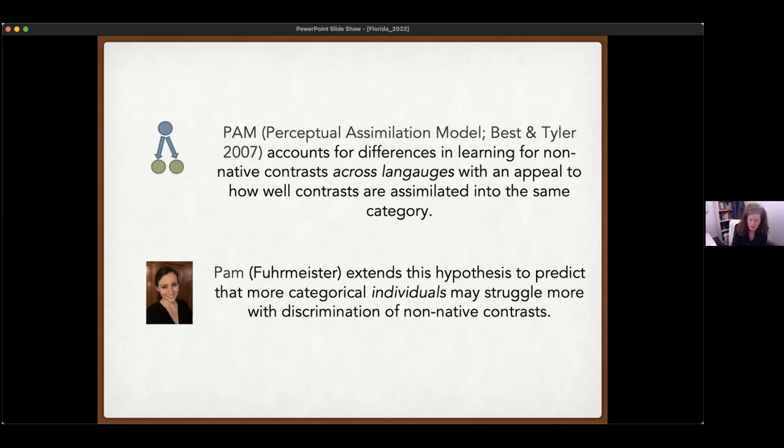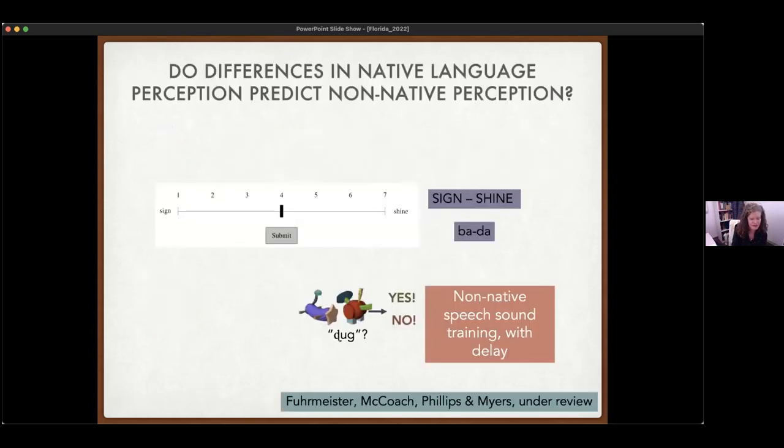So this was Pam's dissertation. She's gone on to a postdoc in Germany, and she did a number of really beautiful studies, but I'll highlight a couple here. So here's one where she basically combined old studies we had and put them together. She asked, all right, how categorically do you perceive? And she did 2 sound contrasts, a sign shine contrast and a ba da, just to kind of throw things around. And then did a non-native speech sound training, much as you've seen before. And the question is, does the one predict the other, right? Is it the case that more categorical people are the ones who struggle more with non-native sound learning?